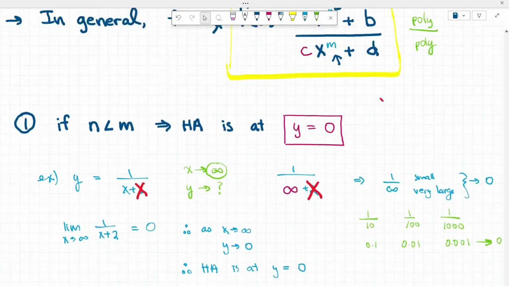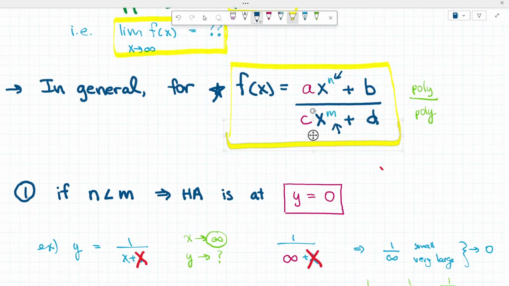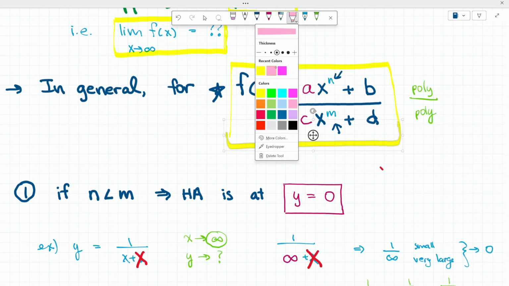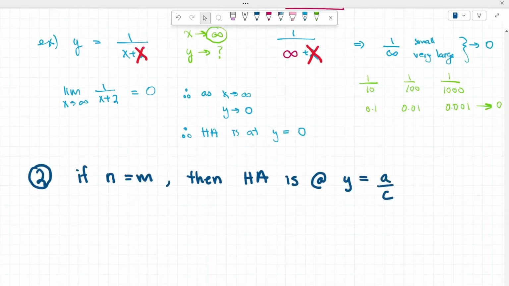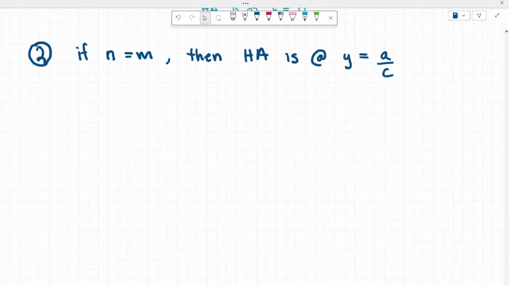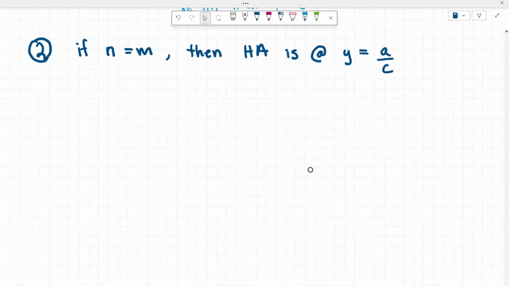And again, let's look at what a over c is. A is simply our leading coefficient on the numerator, and c is our leading coefficient on our denominator. So when they're equal, we just take the fraction of the coefficients. So let's look at an example for that. What if we have y equals 2x divided by 3x minus 1? And again, like before, we're asking as x approaches infinity, what is y approaching?